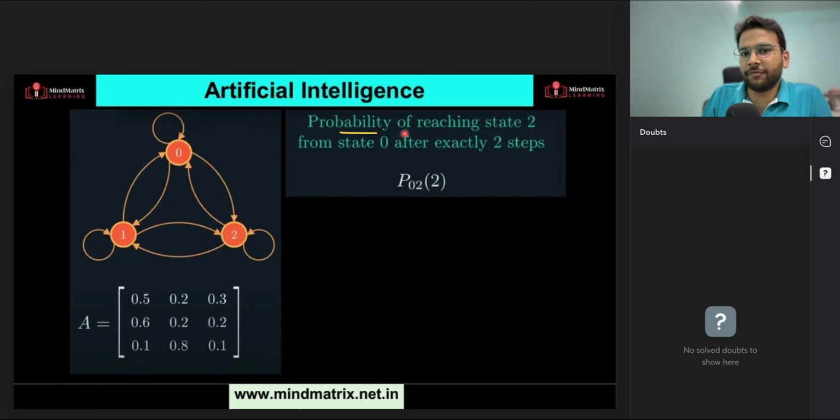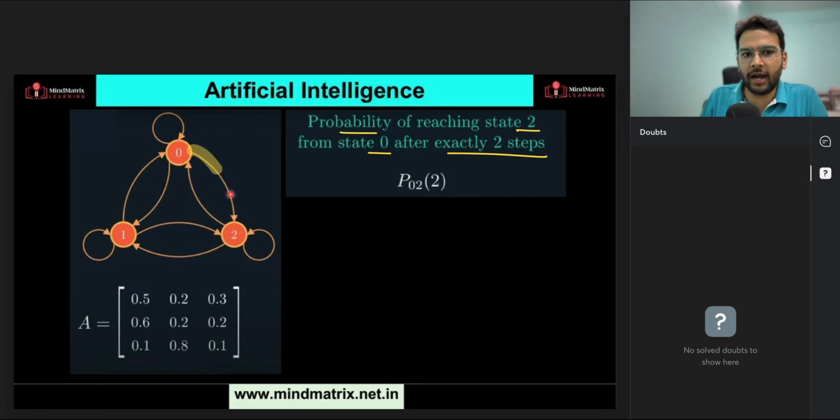What is the probability of reaching state 2 from state 0? The same thing, but after exactly 2 steps now. So this is what I want to find out. P of 0 to 2, that means from state 0 to state 2 after exactly 2 steps. So let's try to do the random walk. Okay. So can I say one way of reaching from state 0 to state 2 in exactly 2 steps will be this one? Carefully see this, everyone. 1 and 2.